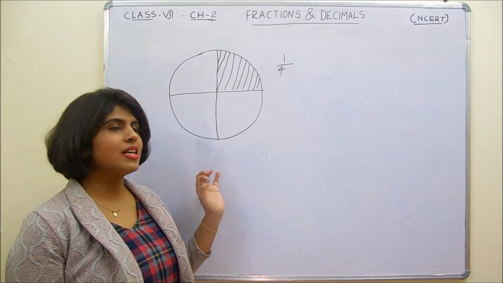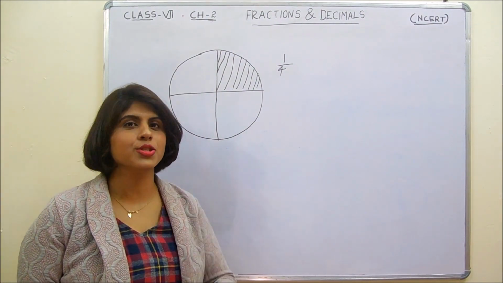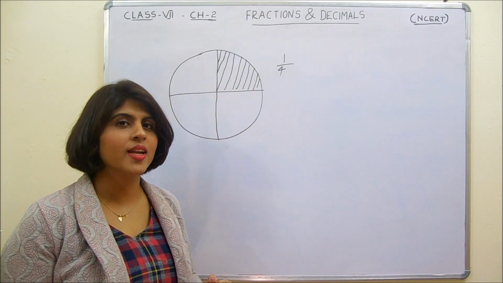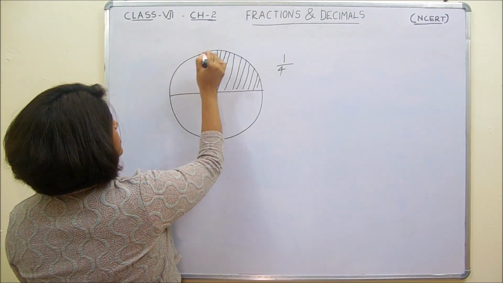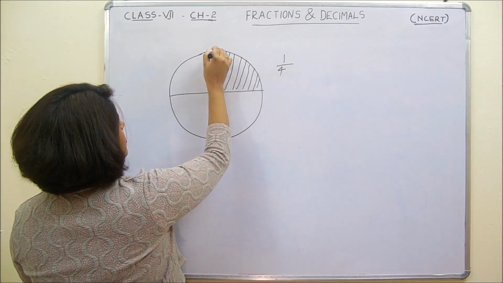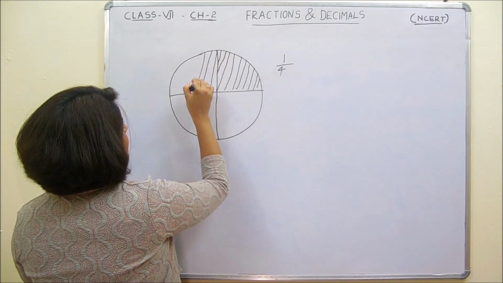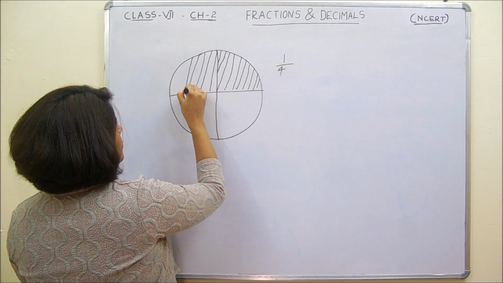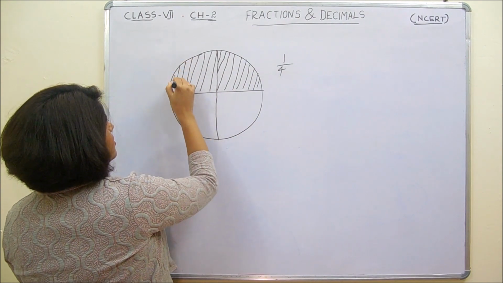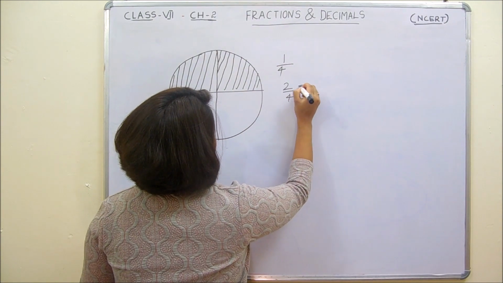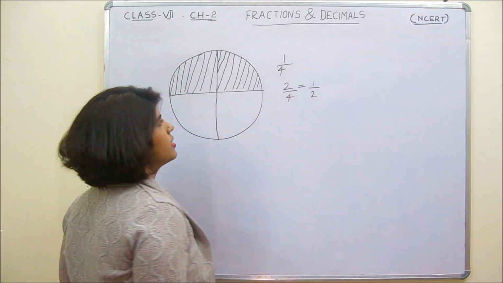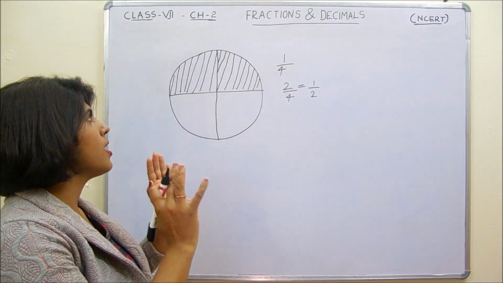And if your mother is also giving her share to you, then how much part will you get? 2 parts out of 4, right? 2 parts out of 4 we can represent this way. That is 2/4 part. 2/4 means 1/2 itself. Right? 2/4 part you will get.